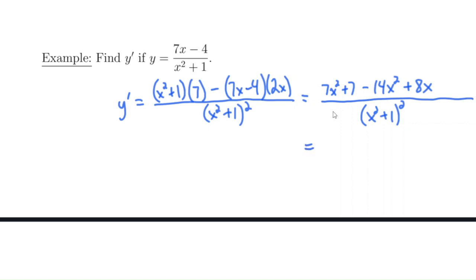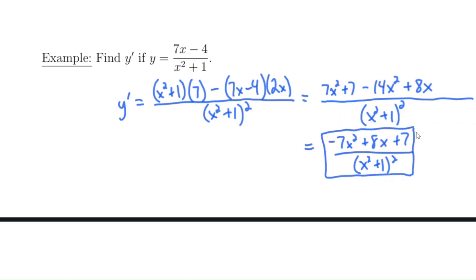Now let's combine our like terms here. We have a 7x squared and a minus 14x squared, so that'll actually be negative 7x squared. And we still have our plus 8x on the top and still our plus 7 on the top. And this is all over x squared plus 1 squared. So if we simplify our answer, this is what we get. Okay, so this would be a non-simplified answer, and this is the simplified answer. But again, the process was just low d high minus high d low all over low squared.